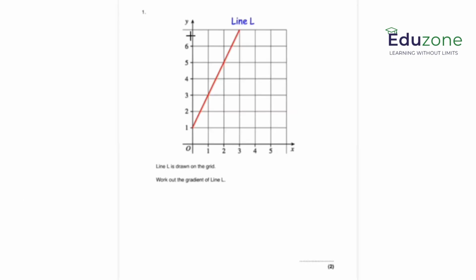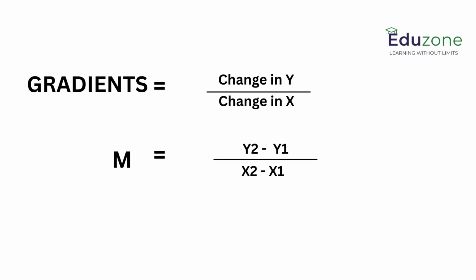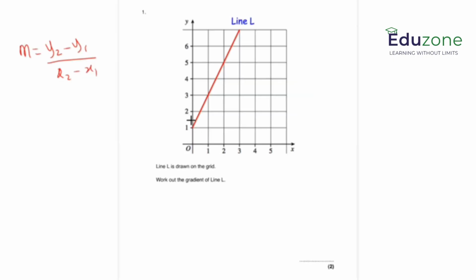Let's see now, this is a line. Line L is drawn. Work out the gradient of L. So when you are given a line, don't forget the formula. The gradient m is still y2 minus y1 over x2 minus x1. So what you are going to do is, on this line, pick 2 points that you can easily read. If you look at this last point here, you can easily read it. If you trace it down, x is 3, y is 7.